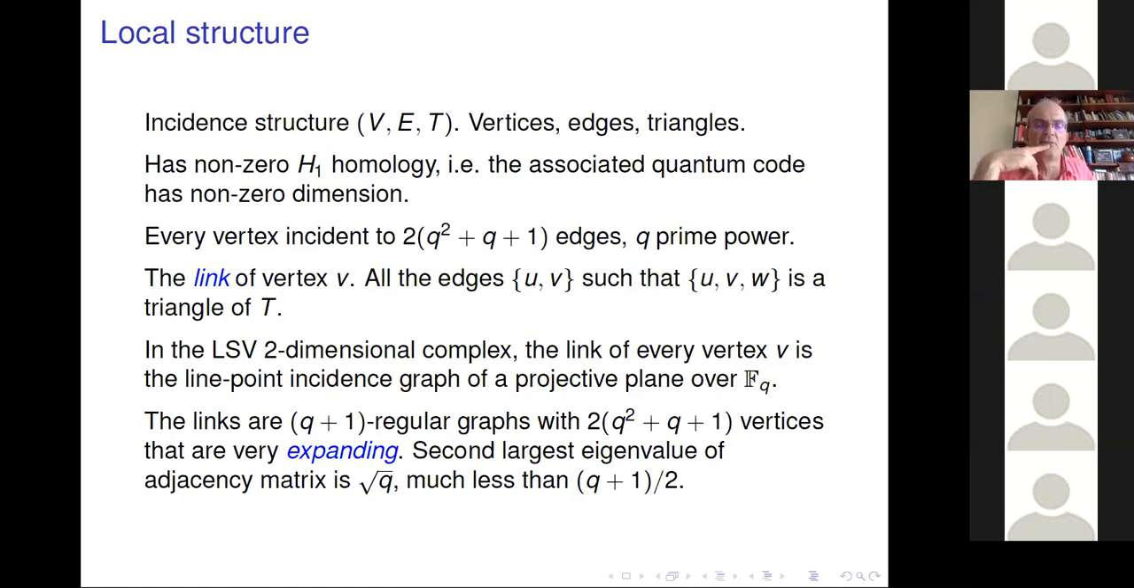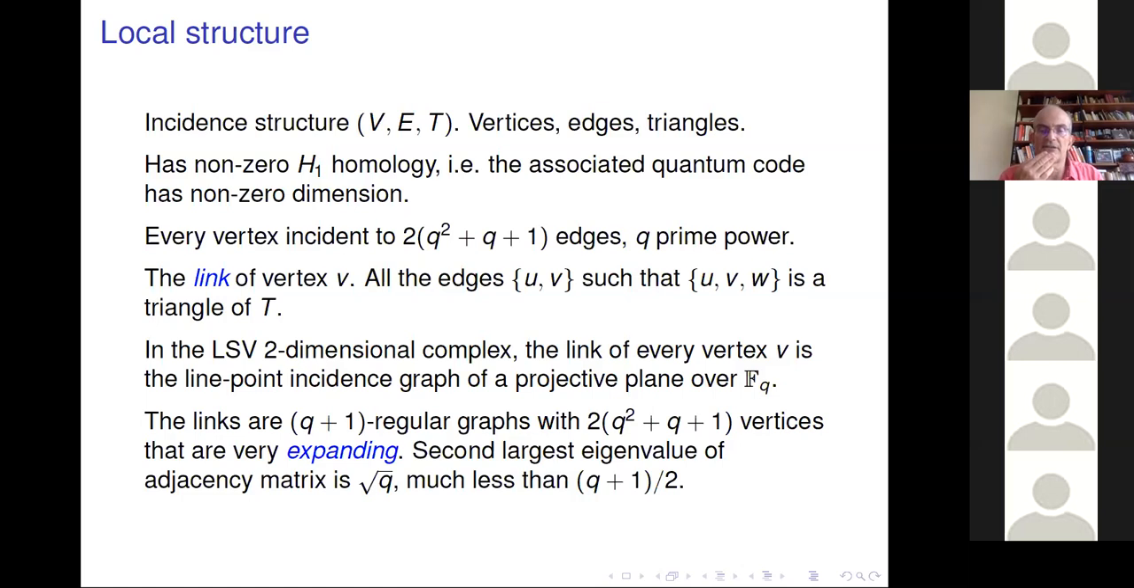Now, this object has very special properties. In particular, it has very special links. So to get the link of a vertex, you take a vertex, you take all its triangles, and you take all opposing triangles. That gives you a graph. And the graph in our case is very special. It's the line point incidence graph of a projective plane over FQ.